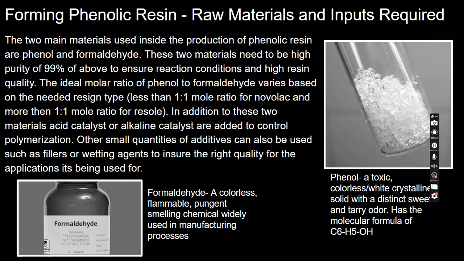The two main materials used inside the production of phenolic resin are phenol and formaldehyde. These two materials need to be purity of 99% or above to ensure reaction conditions and high resin quality. The ideal molar ratio of phenol to formaldehyde varies based on the needed resin type: less than 1:1 mole ratio for Novolac and more than 1:1 mole ratio for Resol.